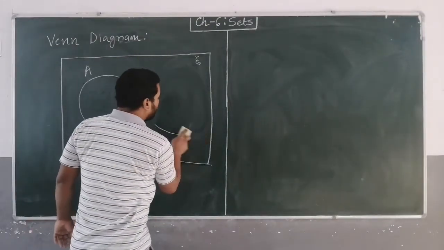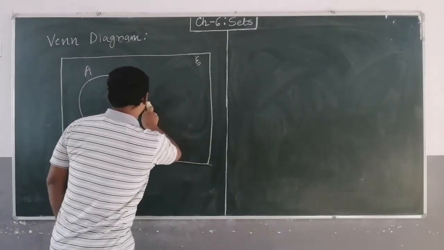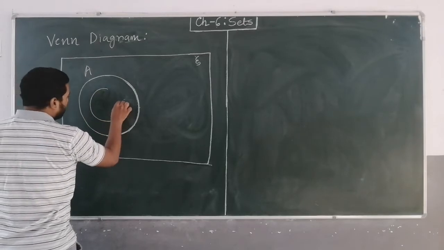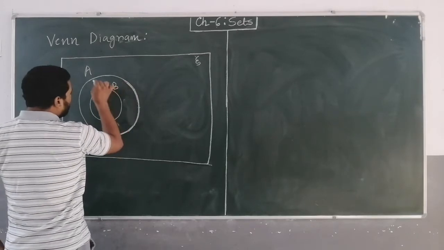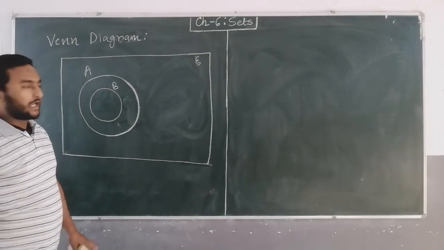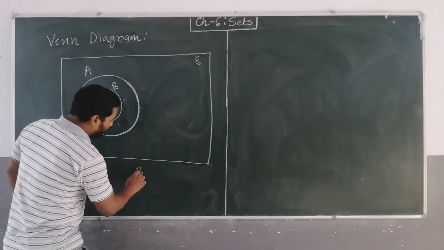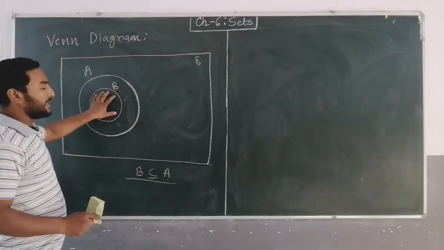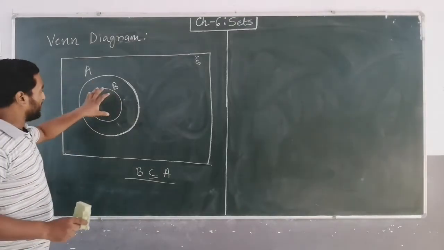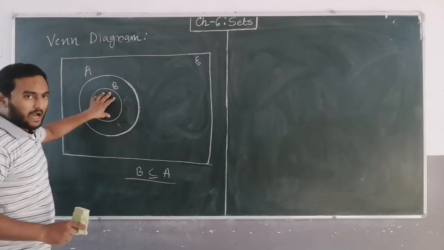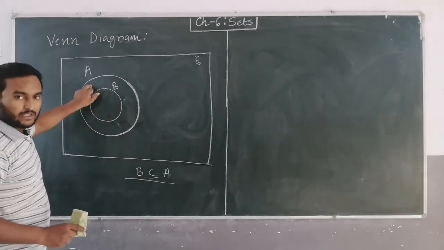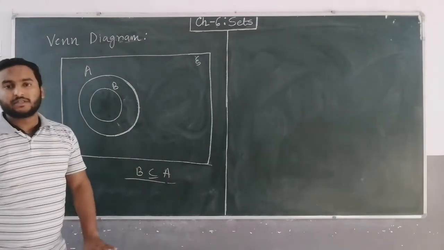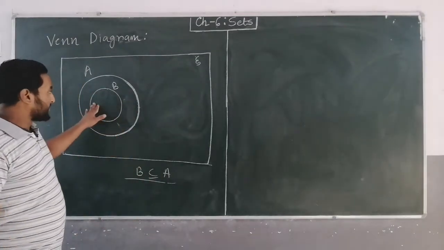Now subset. How will we represent a subset? Suppose a set B is here inside A. This set B is inside the set A. Then we say that B is a subset of A, because A contains the whole set B. It means all the elements of B are present in A as well. That's why we say that B is a subset of A. So in this way we represent that B is a subset of A.